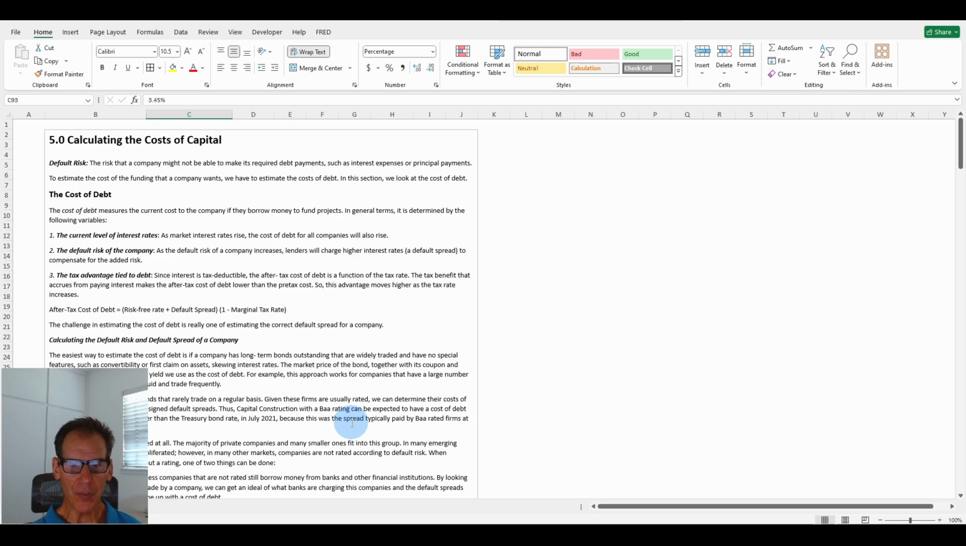Brad Williams, Frugal Finance, calculating the cost of capital, default risk. The risk that a company might not be able to make its required debt payments, such as interest expense or principal payments. To estimate the cost of the funding that a company wants, we have to estimate the cost of debt. In this section, we look at the cost of debt.